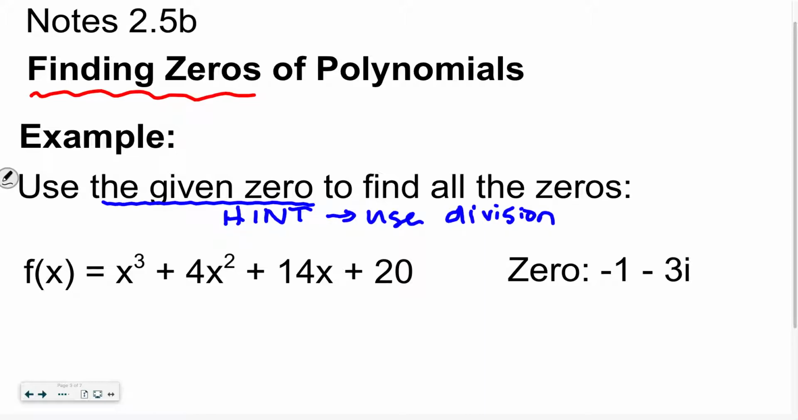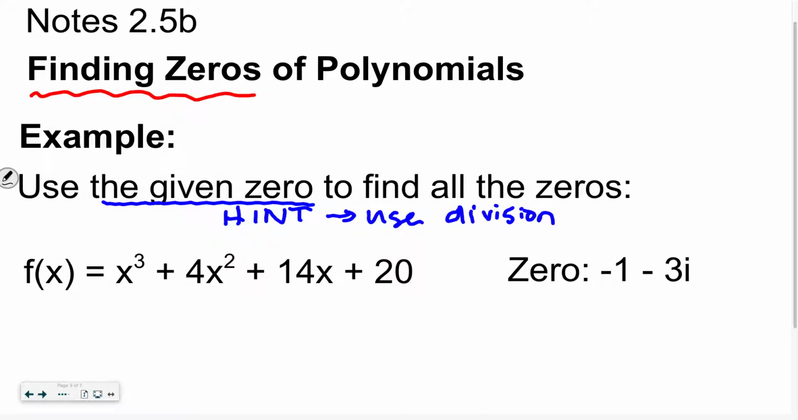Now this one's a little bit different because look at my polynomial, it's cubic. And then look at my zero, it's imaginary. We've never really done synthetic division with imaginary zeros. I would not recommend it. And I wouldn't really recommend long division with imaginary zeros either. You could see where this could get really messy.